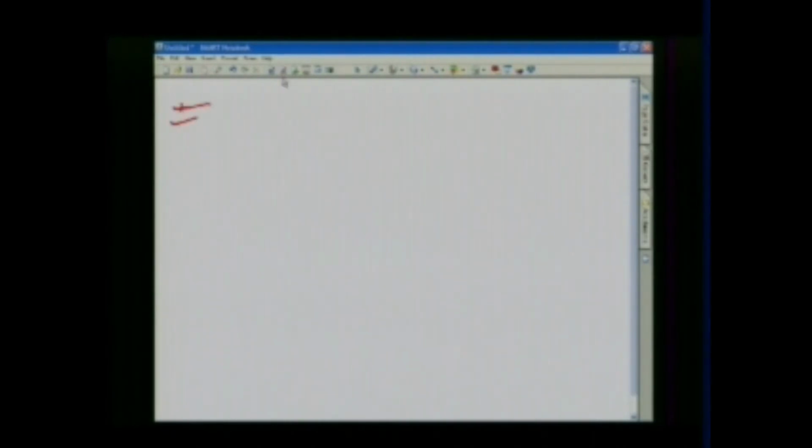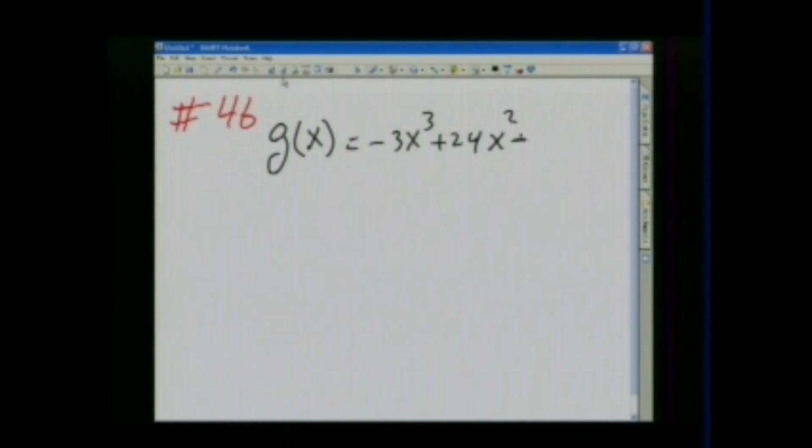Problem number 46 is talking about second derivative, which is basically simple. It's to find the first and the second derivative of the given function. So the function is shown as the g of x. Again, you can call it f of x, g of x, h of x, whatever, it doesn't make any difference, equal to minus 3x to the third plus 24x squared plus 6x minus 64.